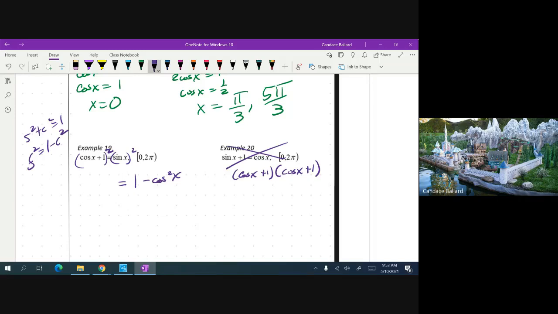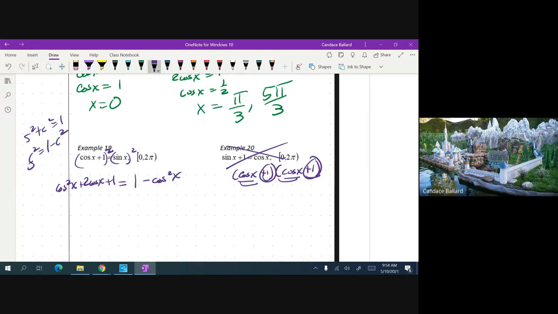So cosine, we're going to FOIL, and we have to do all of FOIL. Okay, so cosine times cosine would be cosine squared x. Then we've got cosine times 1 would be cosine, and 1 times cosine would be cosine, so I have 2 cosine x in the middle. And then for my last, 1 times 1 would be 1. Okay, we ready for the next piece yet?